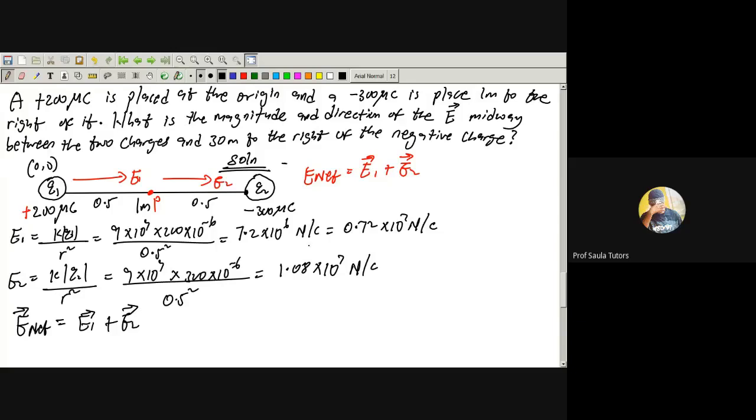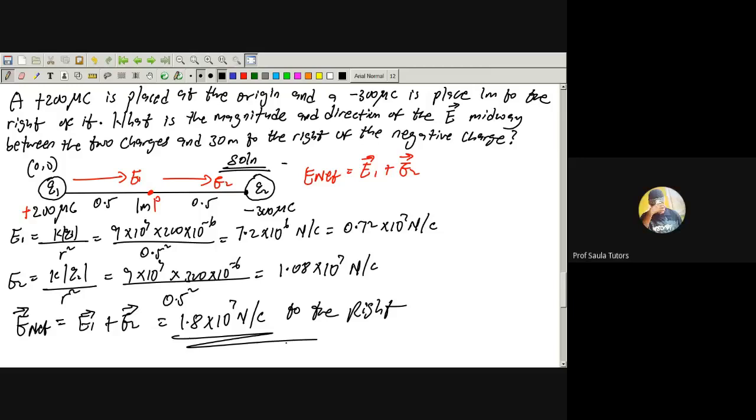Exactly. So I'm adding both of them together. They are both positive i, positive i. So let's go. What do we have? Add them together. What does that give you? 1.80 times 10 to the power 7 Newton per coulomb. That's my answer, to the right.